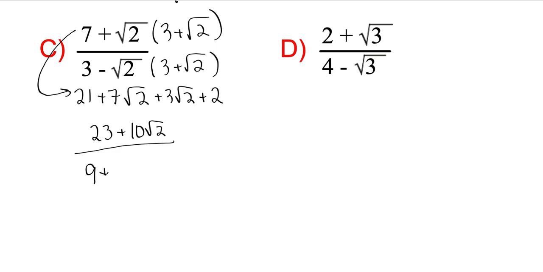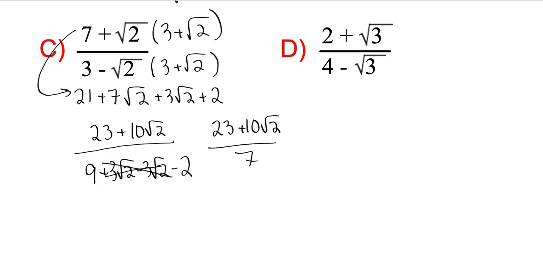So plus 3 root 2 minus 3 root 2. Negative root 2 times positive root 2 is just a negative 2, right? Because that's a square root 4 again. Those are going to cancel. So the bottom, we just have a 9 minus 2, which is 7. So we have 23 plus 10 root 2 over 7.